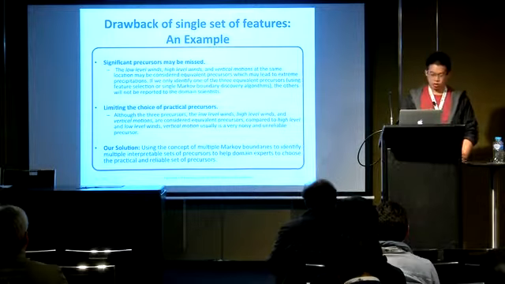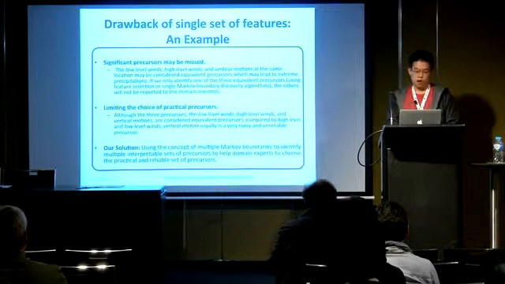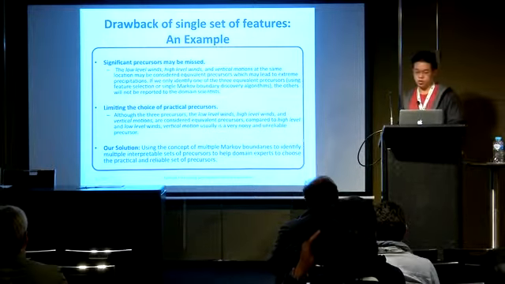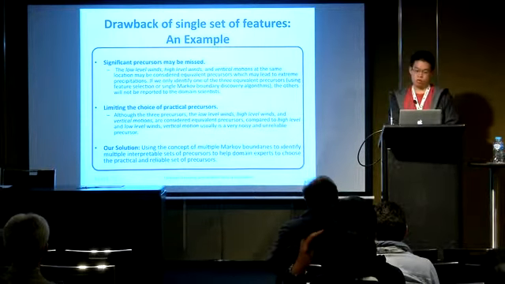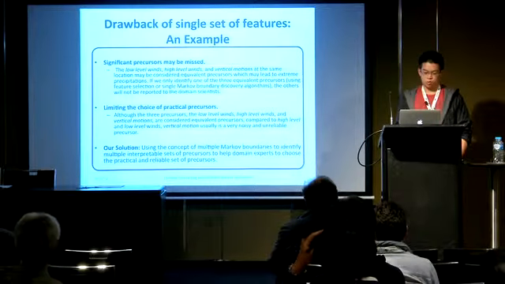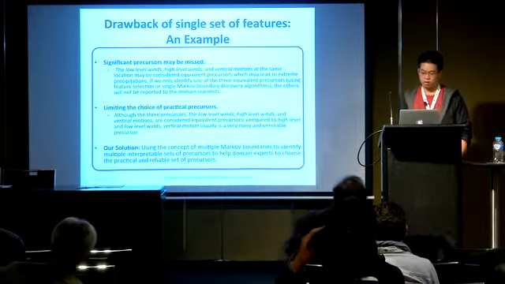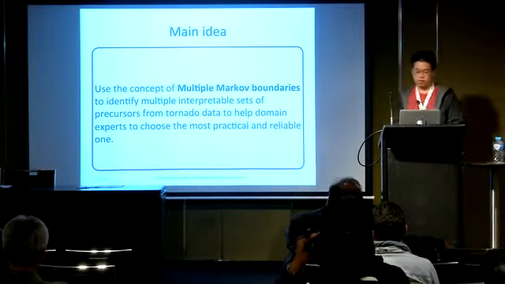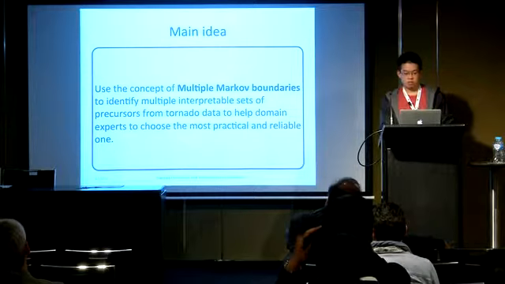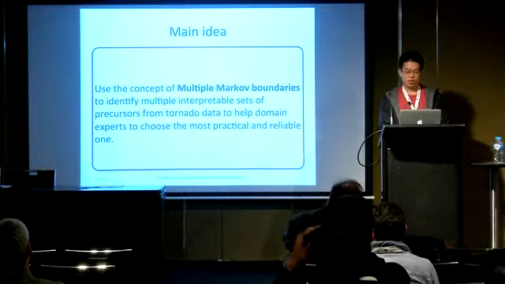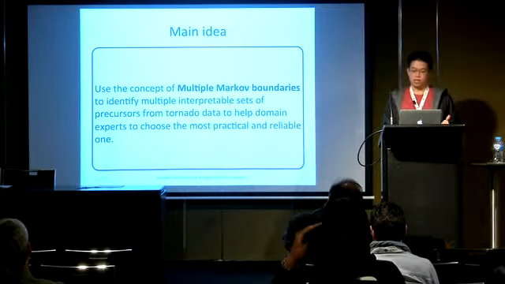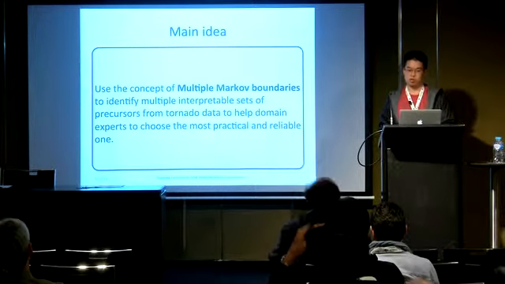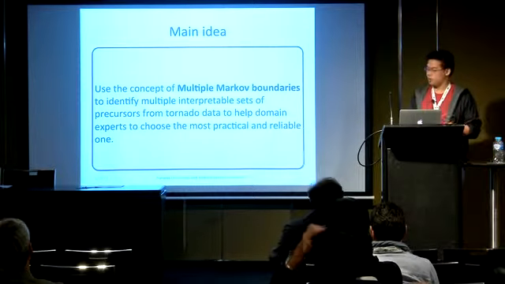So the solution we propose is using multiple Markov boundaries to identify multiple sets of features, which would be precursors to tornadoes, and this would help domain experts choose a practical and reliable set of precursors. The main idea is to use multiple Markov boundaries to find several interpretable sets of precursors for tornadoes. This helps domain experts choose the most practical and reliable one after being given several options.